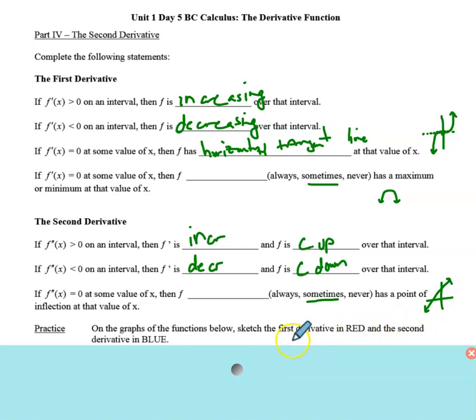So the next task that you have to do is pretty tricky, and it's going to take you quite some time. This is something that if we were doing in class, it would take a good 20 minutes, and it would take a lot of collaboration. So I want you to be patient with yourself and go through each of the four graphs. And I want you to, in red, sketch the graph of the first derivative and then the second derivative in blue. And then, of course, I will walk you through how to do each of them. So go ahead and hit pause and then come back and check your answers.